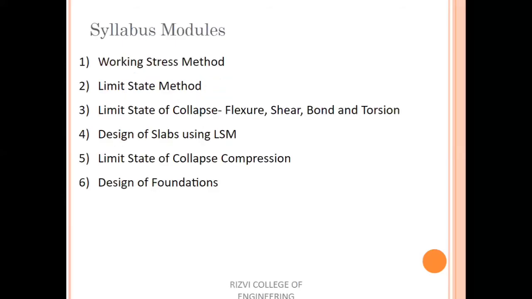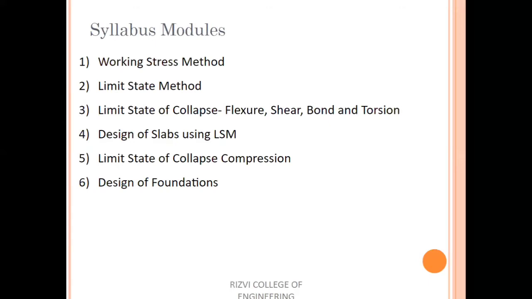Now we will see the syllabus of the subject. We have seen the various things: the objectives, the outcomes of the subject, the books to refer to, the prerequisites, everything. Now let us see what is exactly in the subject that we are going to study in this semester. I've just listed out the modules. The first module is working stress method.